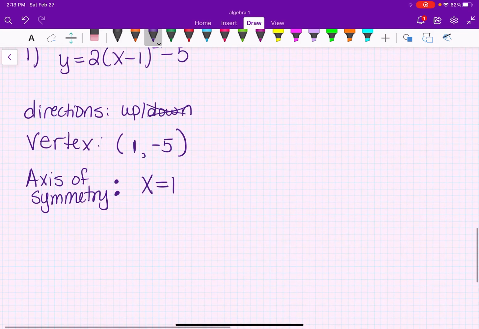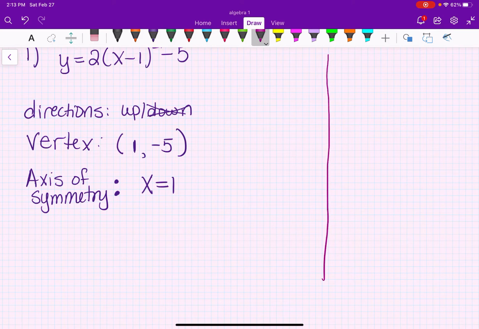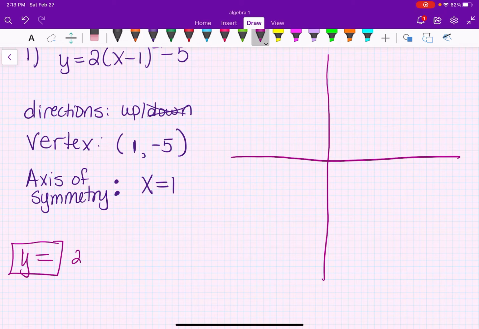Okay, and so I can say we already know it opens up. So when I go to graph this, if you are not used to using your graphing calculator, I used my graphing calculator. I went to y equals. I typed in the formula.